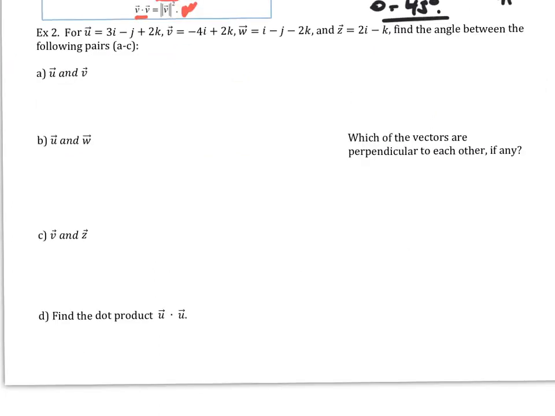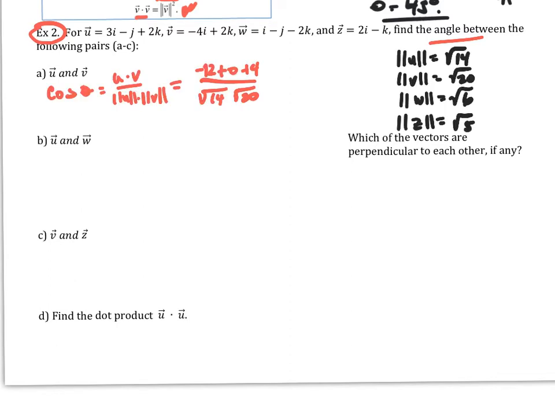So go ahead and try to find the angle theta in between each one of these vectors. So for example 2, I've given you some different vectors. You can go ahead and read this. And with those vectors, find the angle in between the following pairs. So pause, try A, B, and C and see what happens.